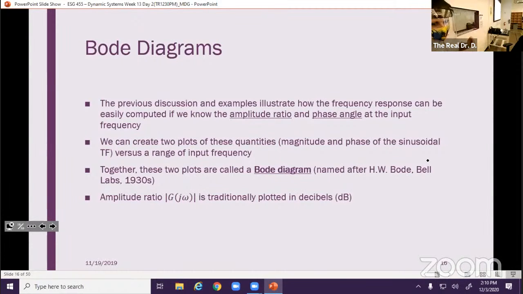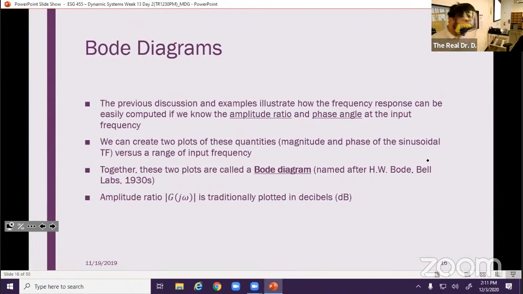So we can create two plots of these quantities: magnitude and phase of a sinusoidal transfer function versus the range of input frequency. I talked about this a little bit in that first example. The reason we wanted to plot two different quantities is to see what the effect is on the system, how it affects my output. Both of these plots together are a Bode diagram, the magnitude and the phase.